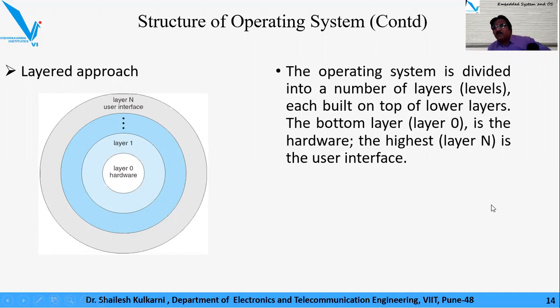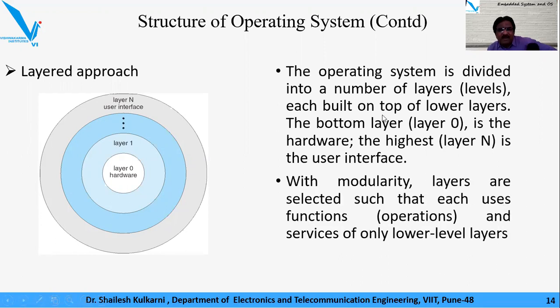So this is divided into a number of layers, called levels, each built on top of the lower layers. The bottom layer is 0 and the highest layer is the user level, as we have seen. With modularity, layers are selected such that each uses functions, operations and services of only lower level layers. It cannot make use of layer 1 directly. It has to go through this only. And that is what provides very strong security and a very high level of protection.